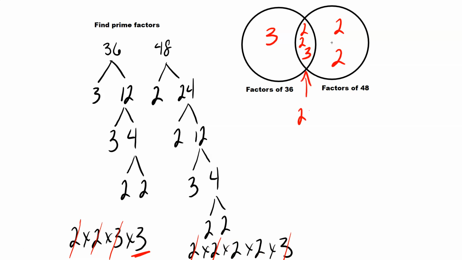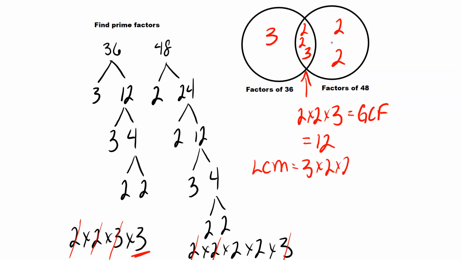Multiplying everything in the center, that's going to give me my greatest common factor, which is 12. And if I multiply everything together, the lowest common multiple is going to be 3 times 2 times 2 times 3 times 2 times 2. And when we multiply all of that together, we end up with 144.